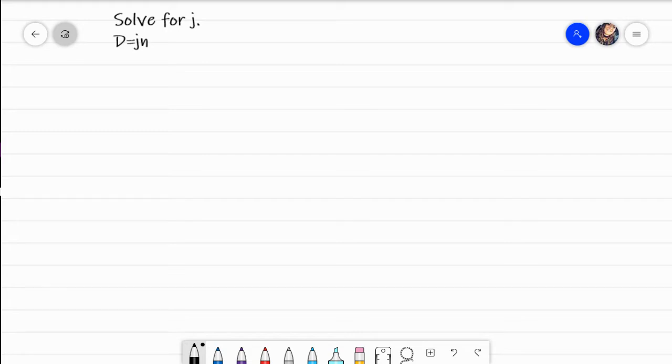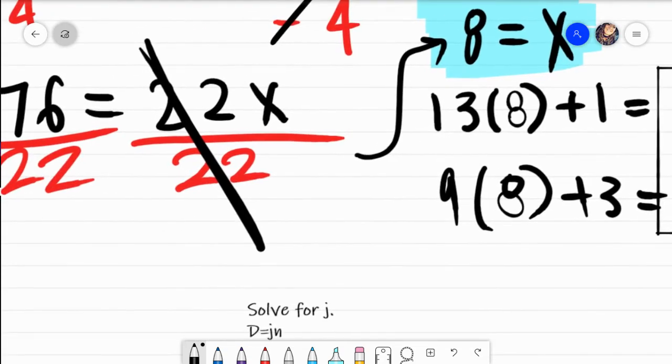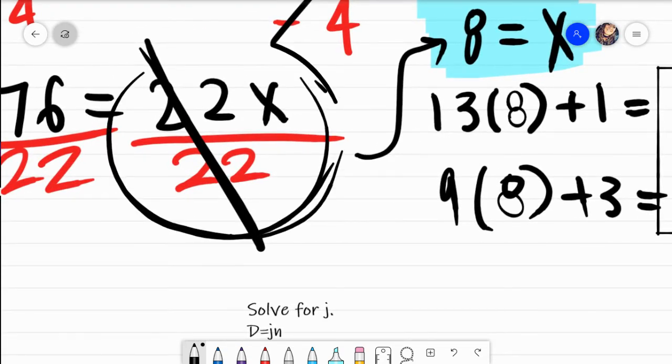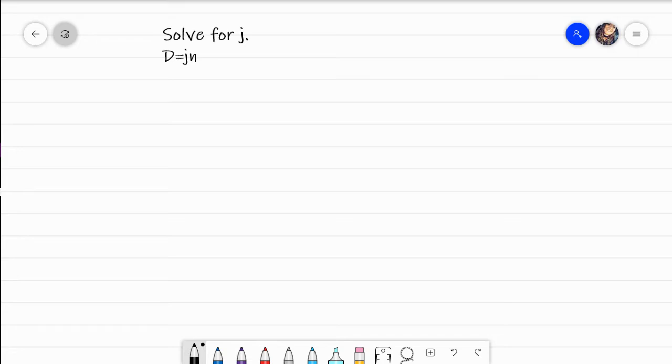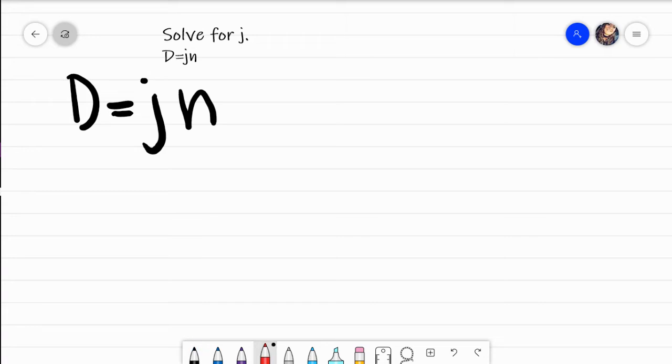Our equation is D equals JN. If I'm solving for a variable, just like I did here, right? When my x was being multiplied by 22, I did the inverse, right? I divided by 22. Use that same train of thought. I'm going to rewrite this just so it's a little bit bigger. D equals JN. Solve for J. What's going on around my J? My J is being multiplied by an N. I need to do the inverse of multiplication, which is division. Whatever you do to one side, you have to do to the other.